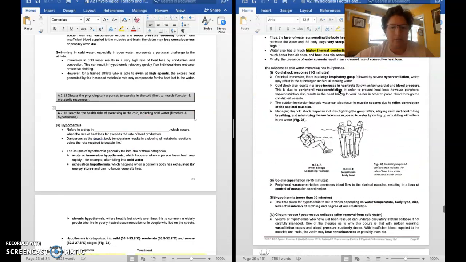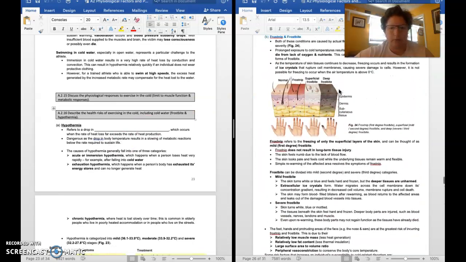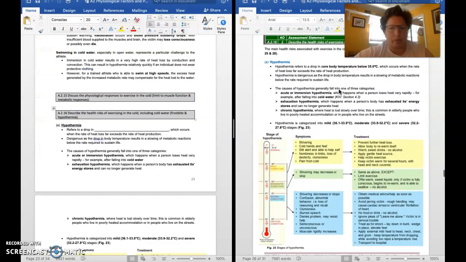So what is hypothermia? Let's go back up on this side. Hypothermia is where the core body temperature drops below 35 degrees Celsius. Hypothermia is dangerous because it slows metabolic reactions below the rate required to sustain life.